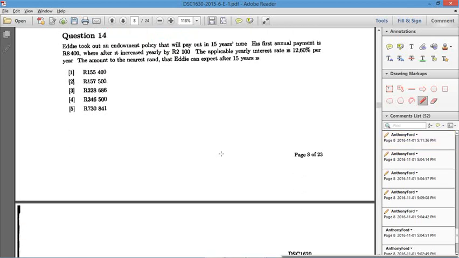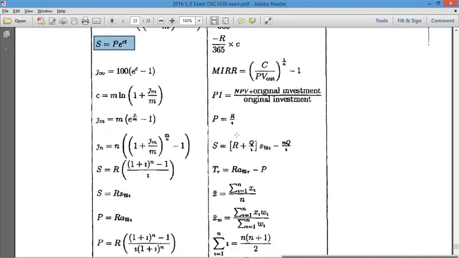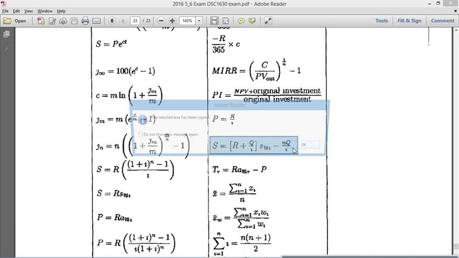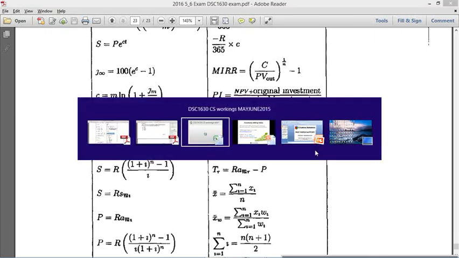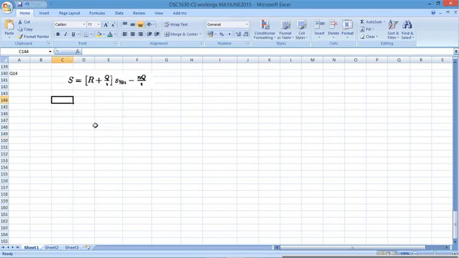Alright guys, question number 14. Eddie took out an endowment policy that will pay out in 15 years' time. So his first annual payment is that, whereafter it increased yearly by. Okay, so notice, as soon as I read that, I already know this is a growing annuity. So all I need to do is go to the formula sheet and pull the equation that I need in order to calculate a growing annuity. There's the equation. Take the equation through to your working, and then do the calculation. Remember, identify the R, which is the payment, the Q, which is the increase, the I is the rate, and the N is the time.